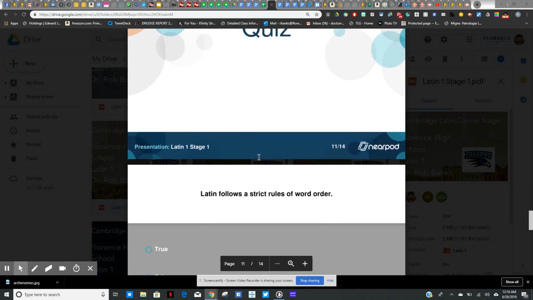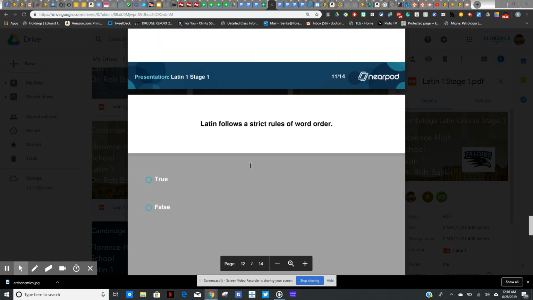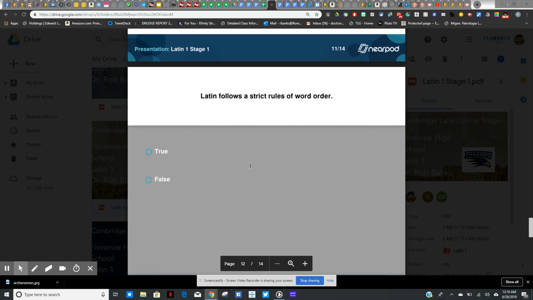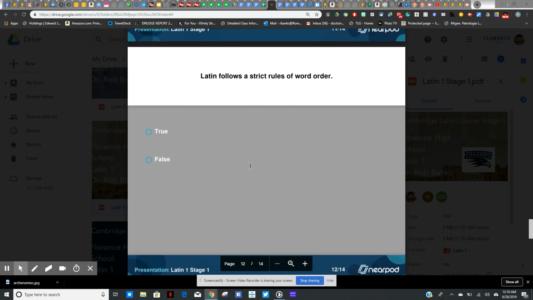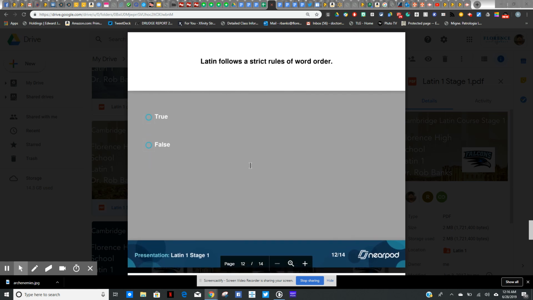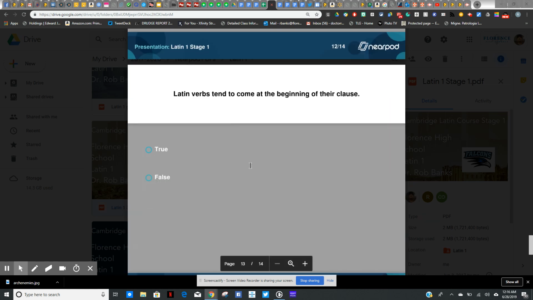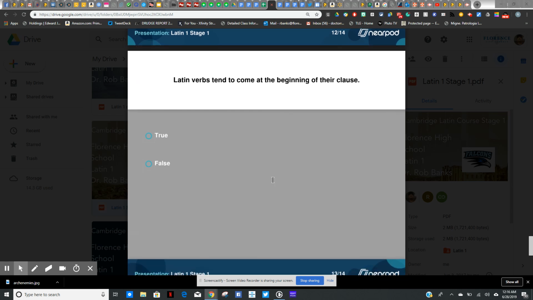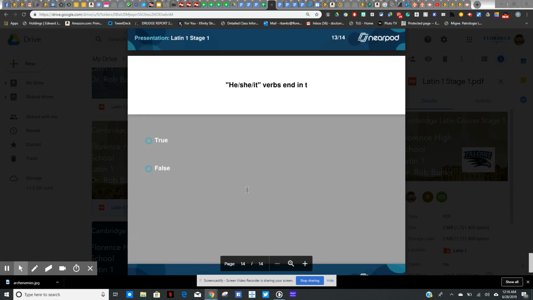Right. There's three questions here at the end. So Latin follows strict rules of word order. Strict rules. Is that true or false? Latin verbs tend to come at the beginning of their clause. Is that true or false? He, she, it verbs end in T. Is that true or false?